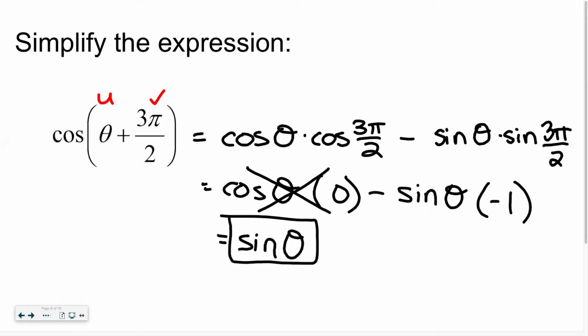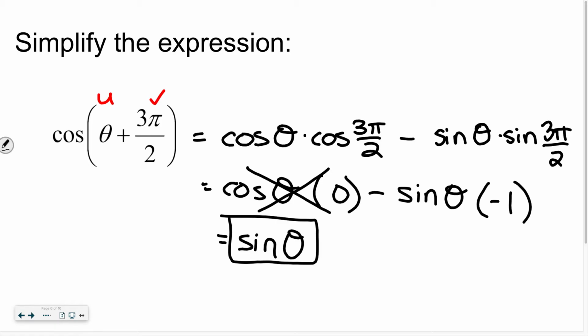So this expression simplifies to actually just be the sine of theta. Now, this has a name. It's called a cofunction identity. We're not ever going to list out the cofunction identities and use them. You're only responsible for reciprocal, quotient, and Pythagorean identities.